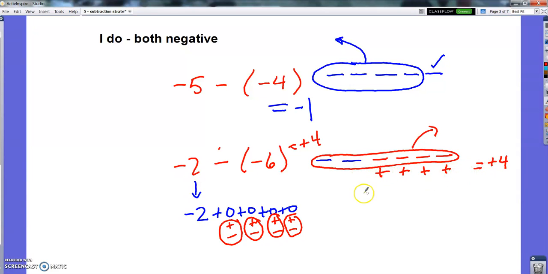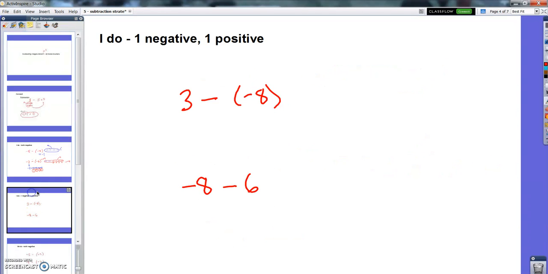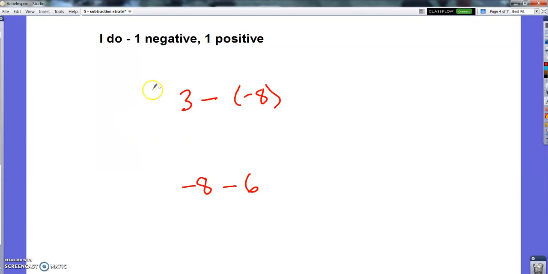Very weird. I'm going to do more examples like that on the next one. If that kind of confused you, we're going to do that a bunch more times, and I think you'll get the hang of it. So let me move on to ones where there's one positive and one negative. It works the exact same way as the last page, so again, you'll get the hang of it.